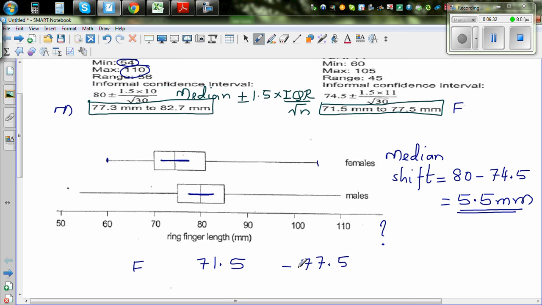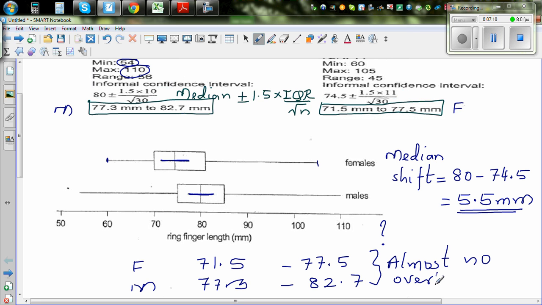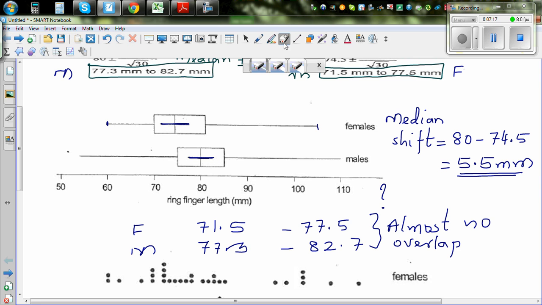And for males, I'll write 77.3 to 82.7. Now, is there any overlap between the confidence interval of the median for females and males? You can very easily see there is almost no overlap. That means there is nothing common between the males and female right finger length.